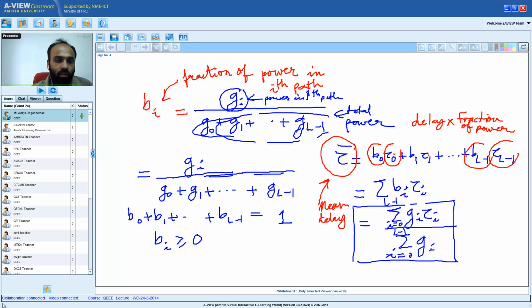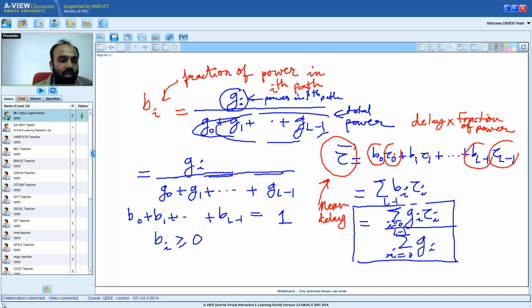What is the mean delay of the signal? See, there is a delay spread, so there are many components arriving at various delays. If someone were to ask you what is the mean delay of the signal, what is the average delay at which the signal is arriving, you have to give them one answer. Then what is the sensible answer that you will give?